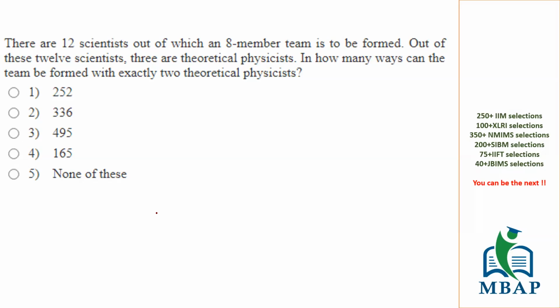Okay, so Bhushan has got one as the answer. Let us see. So we have 12 scientists and we have to form an 8-member team. Now the thing is, out of these 12 scientists, there are three theoretical ones, and they are saying that whichever team you are making, it should have exactly two theoretical ones.